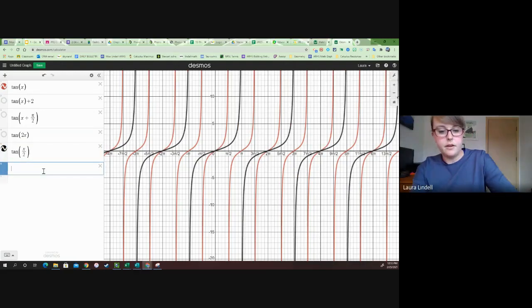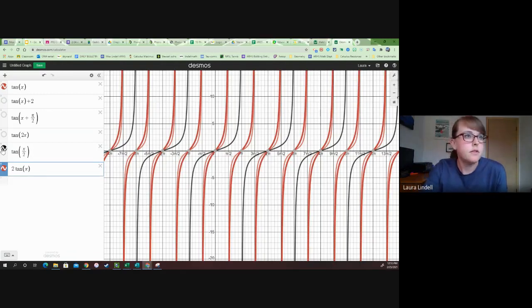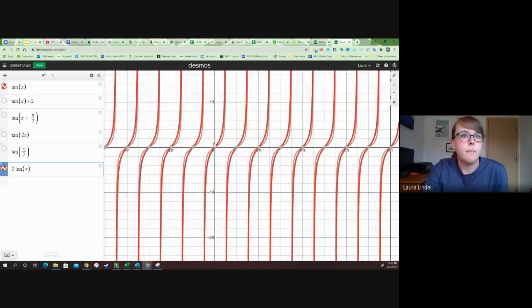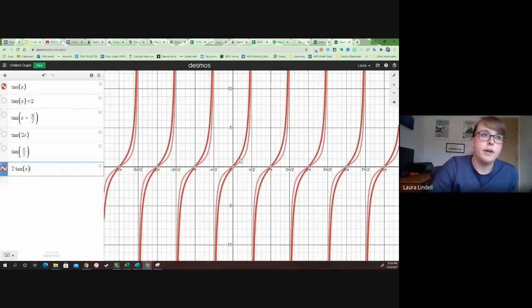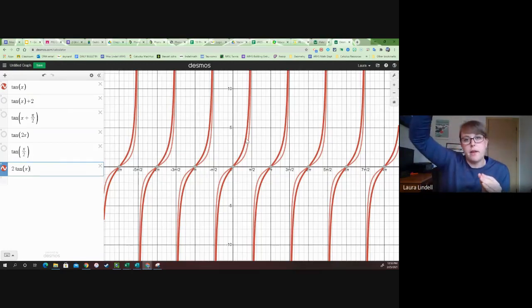Or if we do something like 2 tangent of x. We can see that that's what our vertical stretching and compressing does. This is vertically stretched a little bit. It makes it kind of skinnier, but it doesn't actually change the period. It doesn't change where the asymptotes are located or anything like that. It just changes kind of the shape of it at the very beginning of each cycle. Okay, so there's a bunch of variations of tangent.